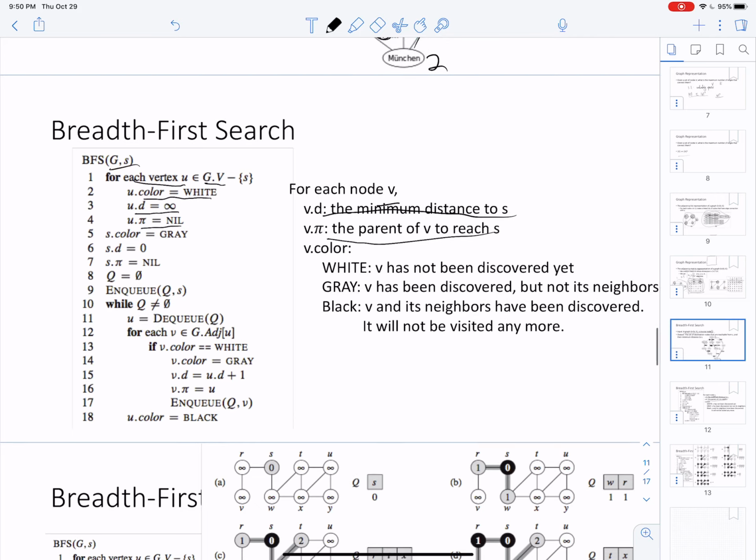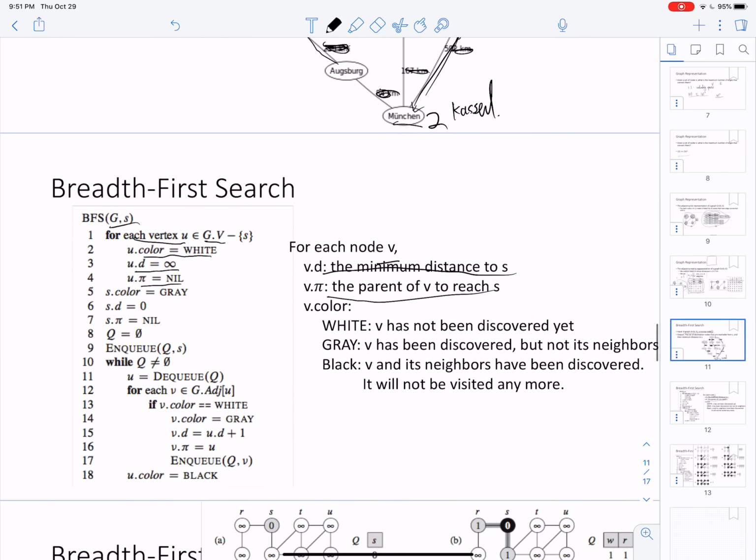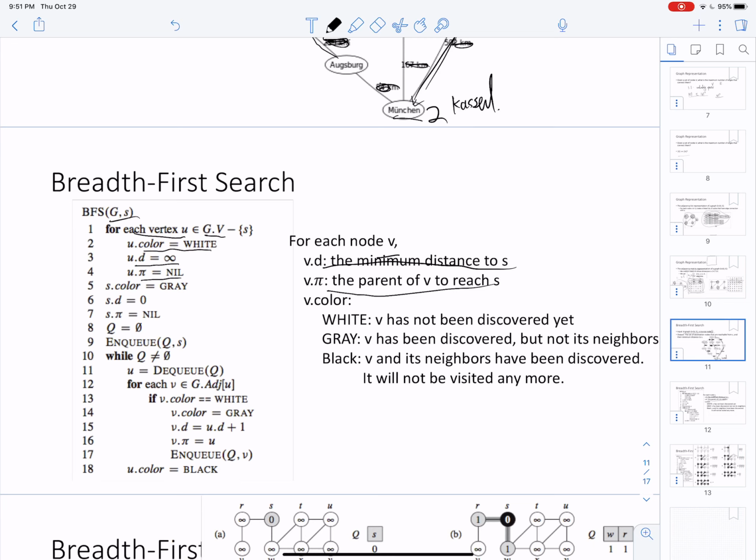a little bit more complicated, but I can explain it over here. Right, in this example, the parent of Munich is Kassel. The reason is that if you want to go from Frankfurt to Munich by using the shortest route, before reaching Munich, you need to go to Kassel. That's what we mean by parent: in the shortest route, what is the last node you need to visit before this node? And then we associate each node with a color.